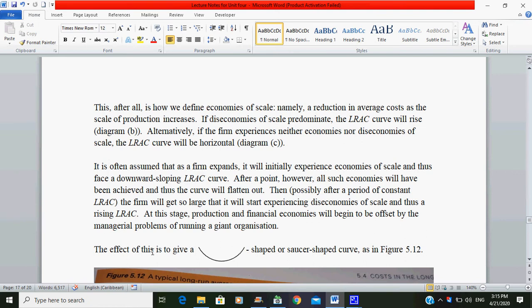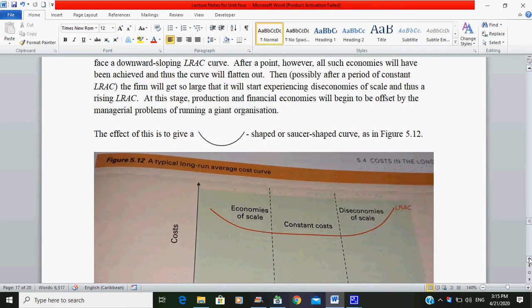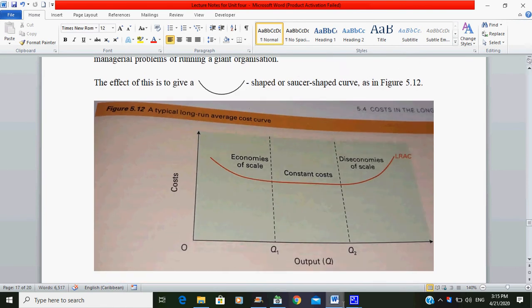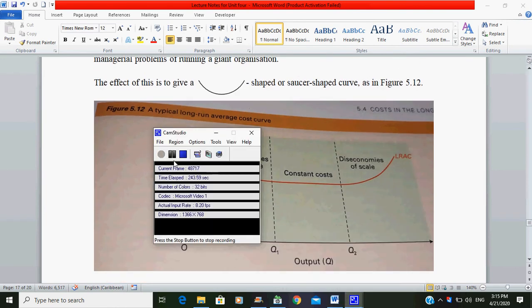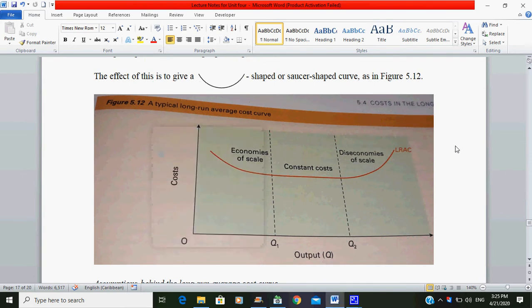The effect of this is to give a saucer shaped curve, as in figure 5.12, which is right here. So basically, all three sections come together to make one, and this is the typical long run average cost curve. All right, you have the economies of scale, then you have constant cost, then you have what? Diseconomies of scale.